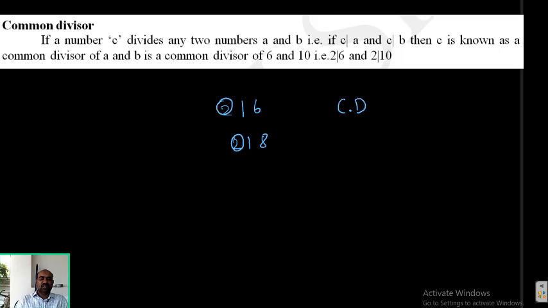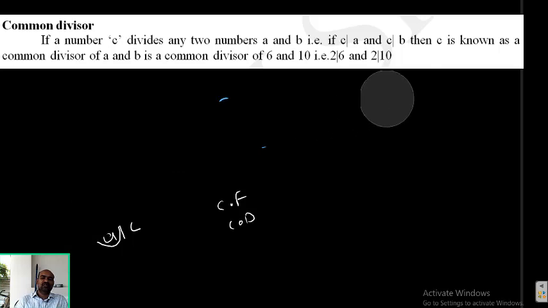Okay. So clearly what it's saying is that if A divides B, meaning B is divisible by A, and A divides C, meaning C is divisible by A, then A is called a common divisor or common factor. So this is the definition of common factor and common divisor.